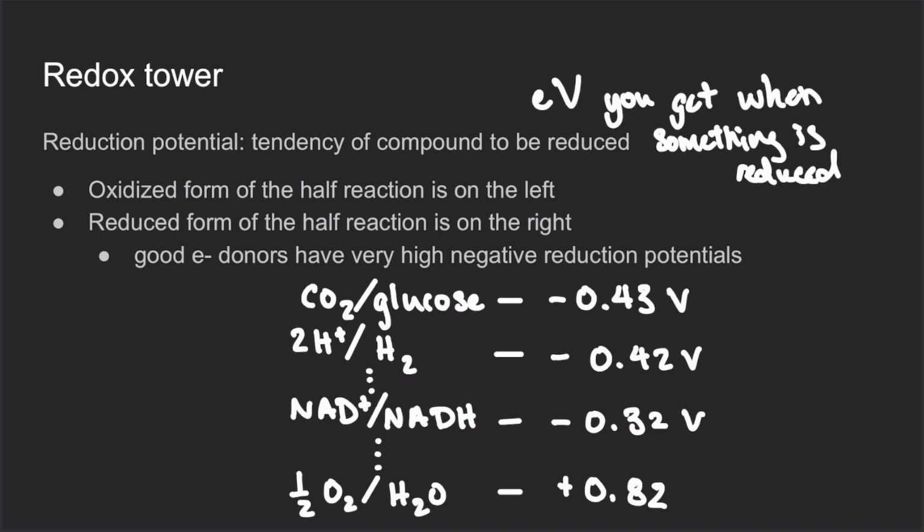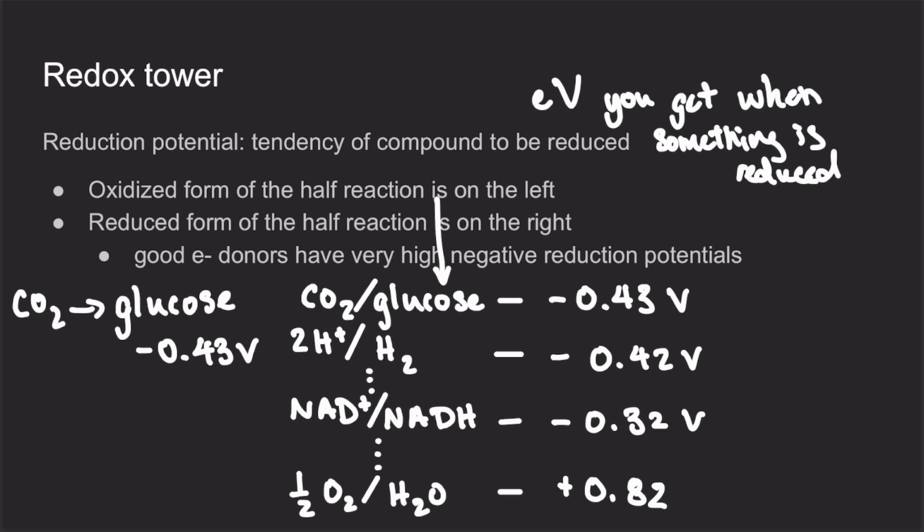Okay, notice though, good electron donors have very high negative reduction potentials, meaning that glucose is one of the best electron donors, because if you go CO2 to glucose, that is a negative 0.43 volts. This does not mean it produces 0.43 volts. That means it actually requires 0.43 volts. So this is different than like endergonic versus exergonic, right? Exergonic means it produces energy, has a negative delta G.